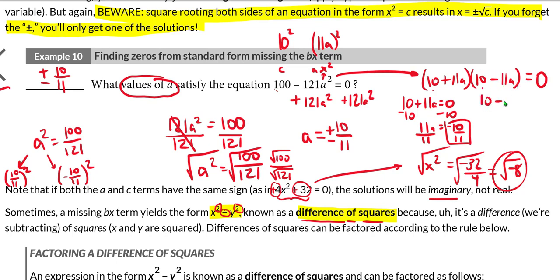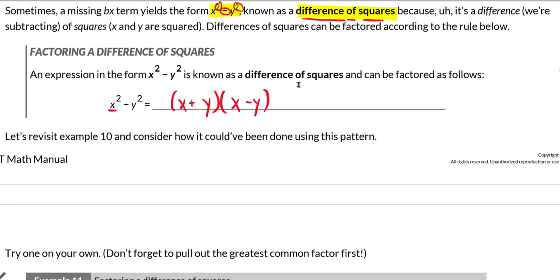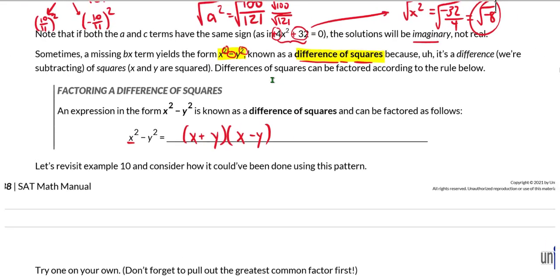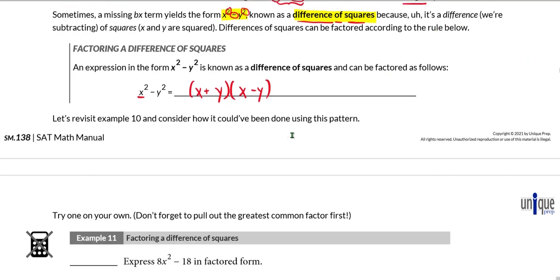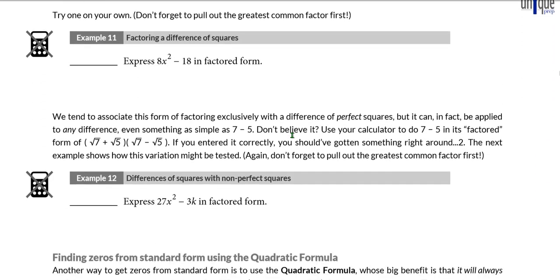Then 10 minus 11a. If that were to equal 0, I'll add the 11a. I think that's going to be easier here. 10 equals positive 11a, divide by 11, divide by 11, and of course there's the positive solution. So it is perfectly acceptable to do a question like example 10 using a difference of squares. I suppose the only tricky part is spotting that you are dealing with a difference of squares. As long as you spot it, you should be able to use that very nice, neat pattern. At the top of the next page, let's practice factoring a difference of squares.